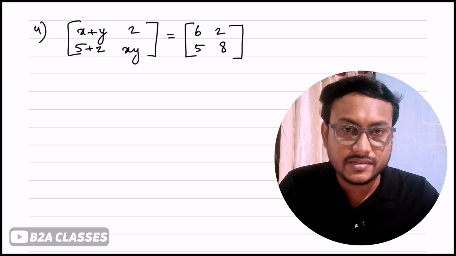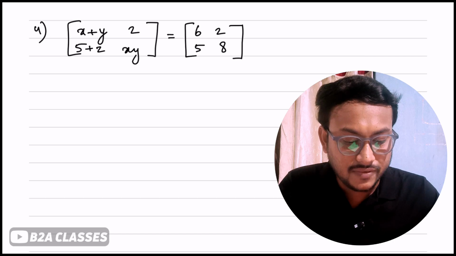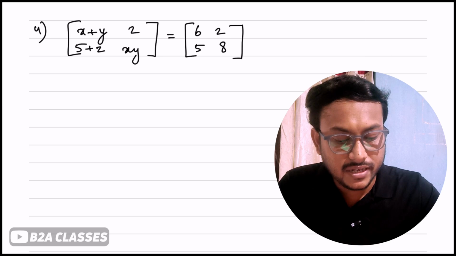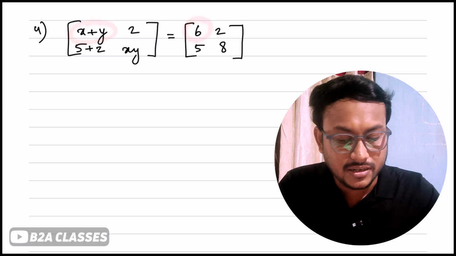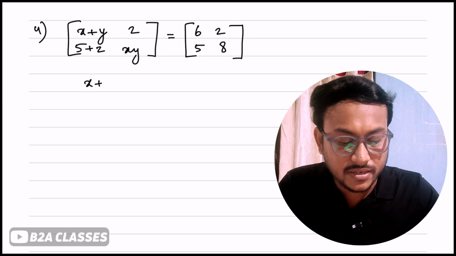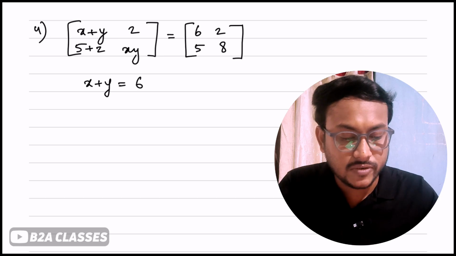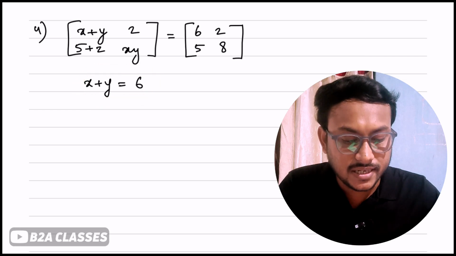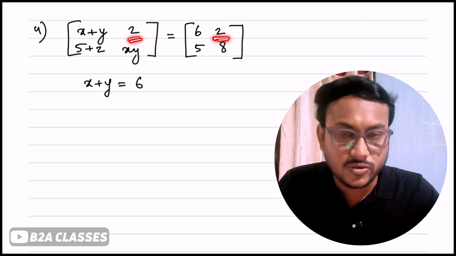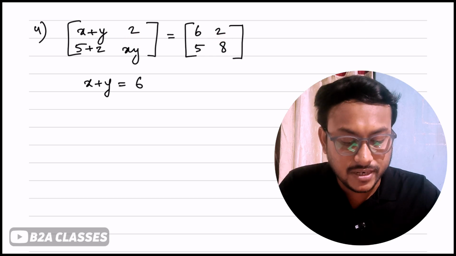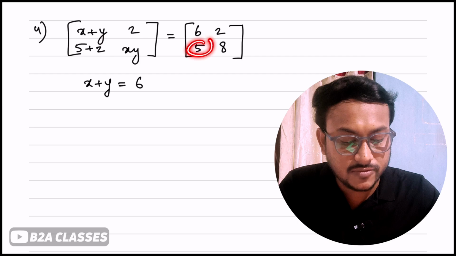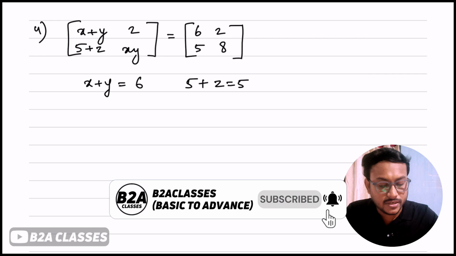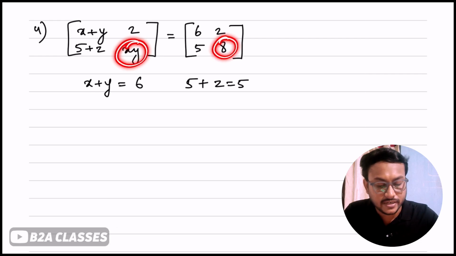Now since दोनों मैट्रिक्स का corresponding elements equal होता है, we have to equate corresponding elements and we have to find the value of x, y and z. First we will equate the first elements of the matrix. So first element of the first matrix is x plus y and second matrix is 6. So on equating I will get the equation x plus y equals to 6. Next we will equate third element because यहाँ पे 2 है. So 2 equal to 2 इससे मेरे को वैल्यू नहीं मिलेगा. Then we will equate this element which is 5 plus z equals to 5. Next we will equate the fourth element which is x into y equals to 8.